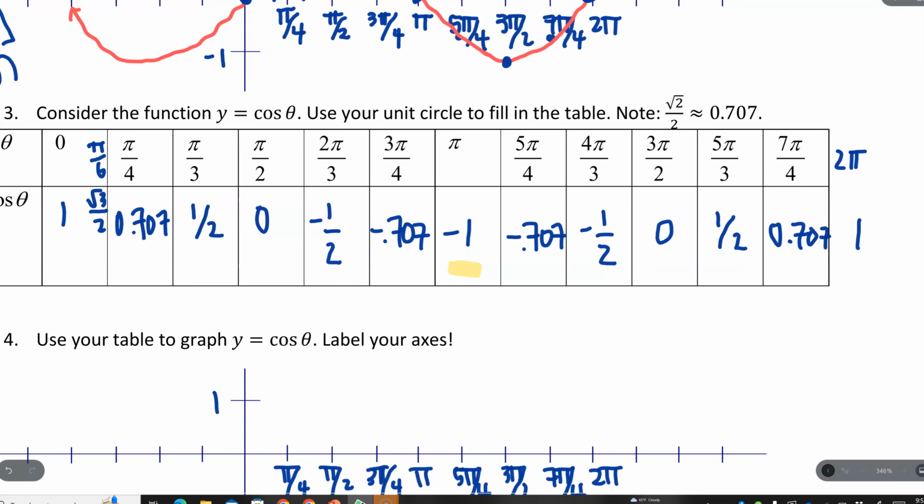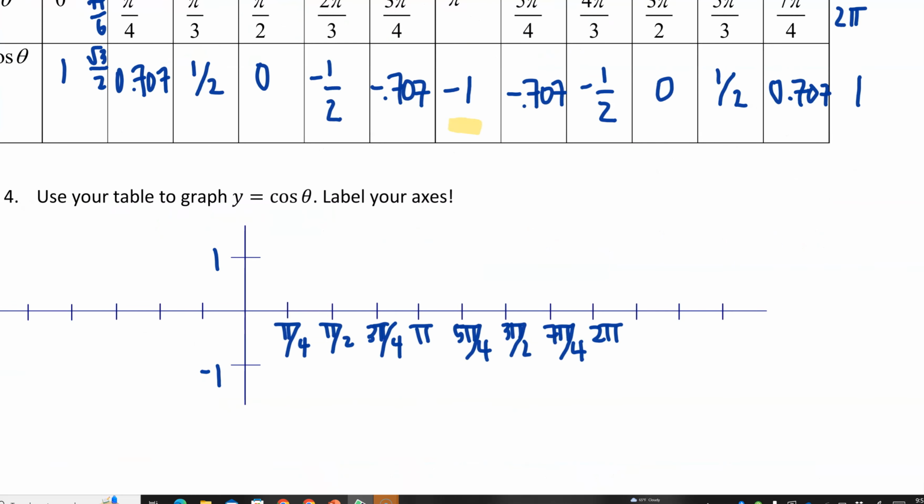Okay, all right, so let's label my axis here. So at 0, I'm going to be at 1. At pi over 4, I'm going to be at that 0.707. At pi over 2, I'm going to be at 0. 3 pi over 4, I'm going to be at a negative 0.707. At pi, I'm going to be down here at a negative 1. 5 pi over 4, negative 0.707. Nope, sorry, not positive, negative 0.707. At 3 pi over 2, I'm going to be back at 0. At 7 pi over 4 is a positive 0.707. And then back to 2 pi.